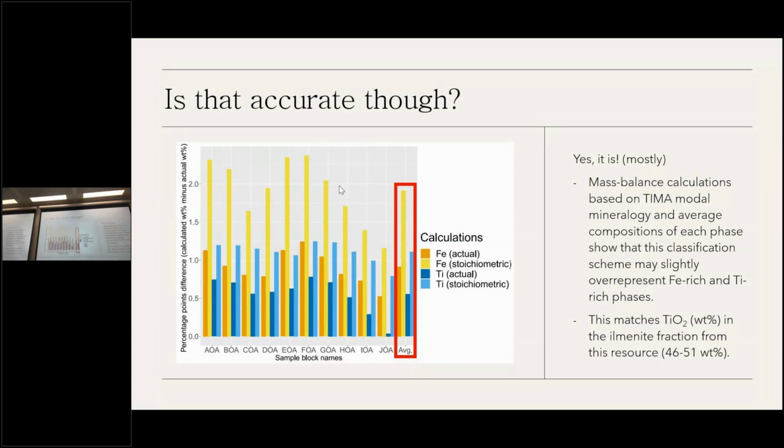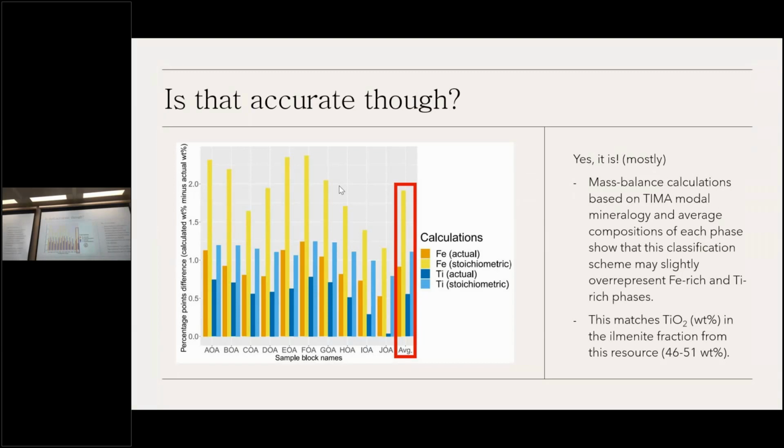And so, as you can see, if we use average compositions of the minerals in the samples, we have maybe on average about 1 percentage point too much iron and about half of that of titanium. So maybe iron and titanium rich phases are slightly overrepresented, but that's a margin of error I'm comfortable with.